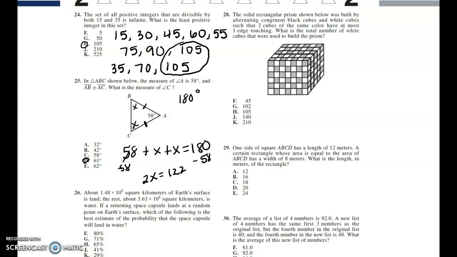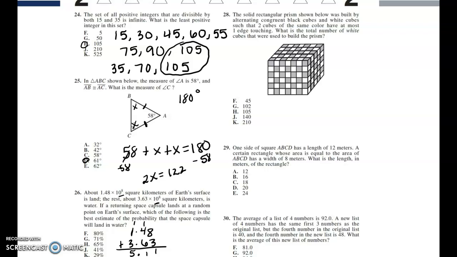Okay, question 26. You guys take a minute to read it. We are going to figure out the total between land and water. So we have 1.48 plus 3.63, and we want to add those together. Now, they both are times 10 to the power of 8, so since those are the same, we can just focus on this piece right here, okay? So we have 8 plus 3 is 11, 1 plus 4 plus 1 is 5, and your decimal stays lined up. So your total of land and water is 5.11.